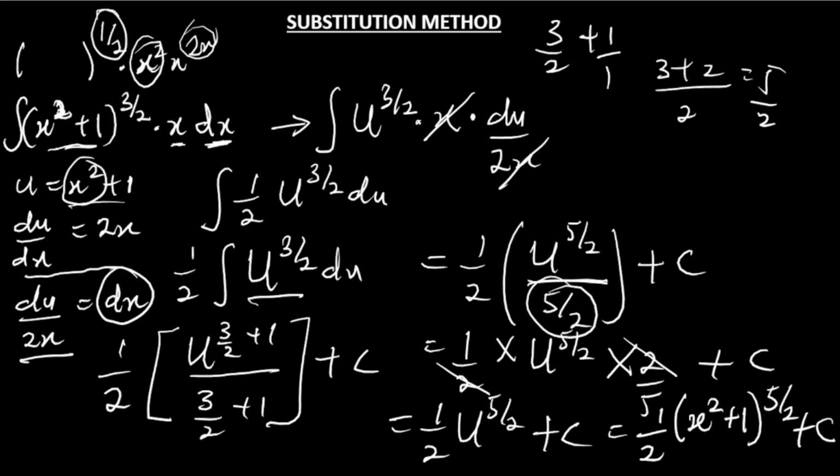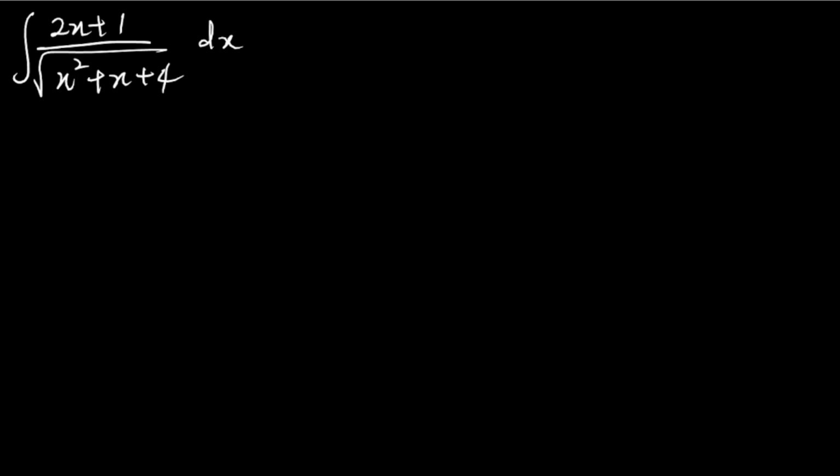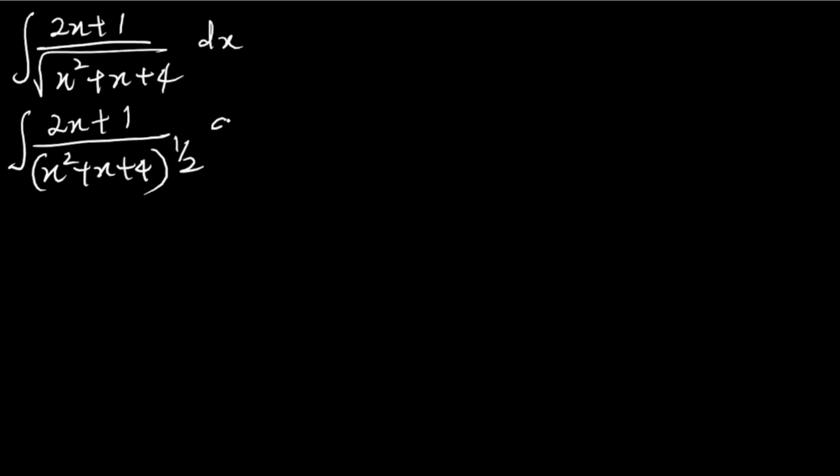I hope you understand. To make sure you understand this even more, let's try to solve another question. You can also pause the video to try this out. Now let's assume we have this question: the integral of 2x plus 1 over the square root of x squared plus x plus 4, dx. This can be rewritten as 2x plus 1 divided by x squared plus x plus 4 all raised to the power of 1 over 2, dx. I hope you understand. Good.